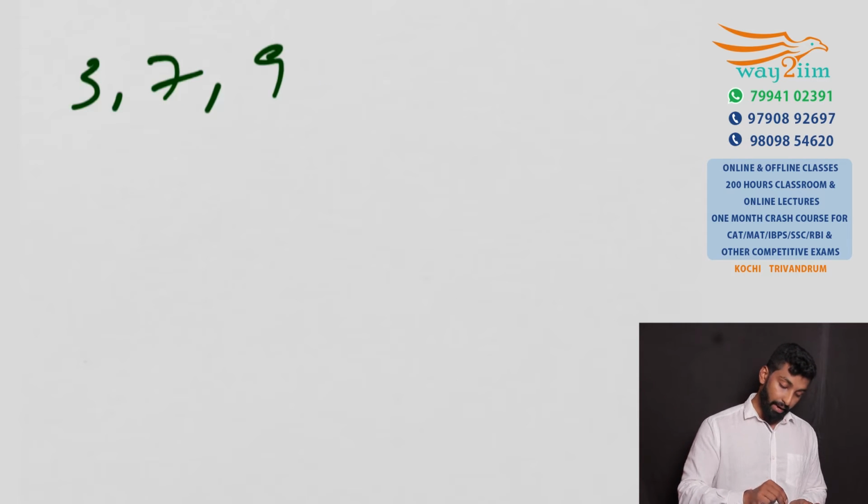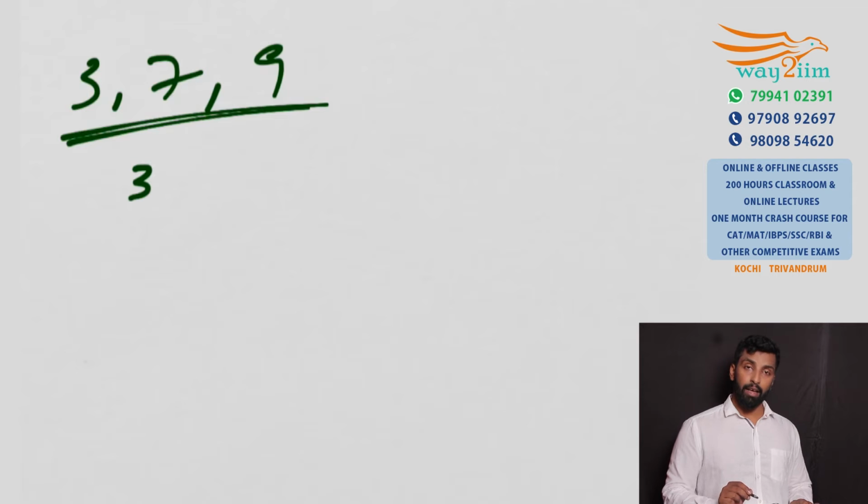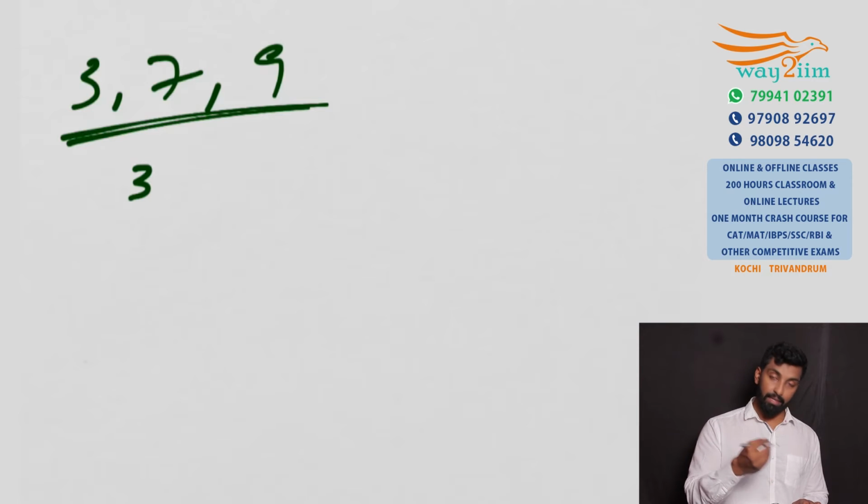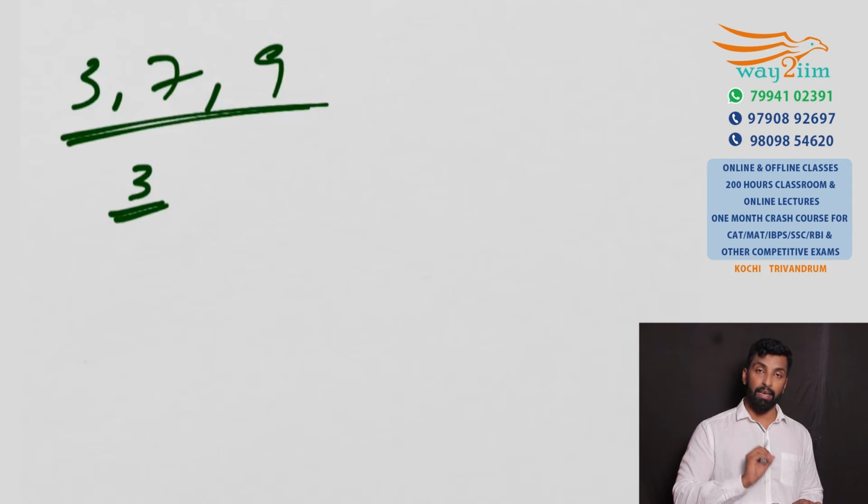Now let's discuss 3, 7 and 9. Within that I'll start off with 3. Here also I am going to discuss the power cycle, because we already know a method if a number is ending in 1. Just now we have discussed a method if the number is ending in 1.